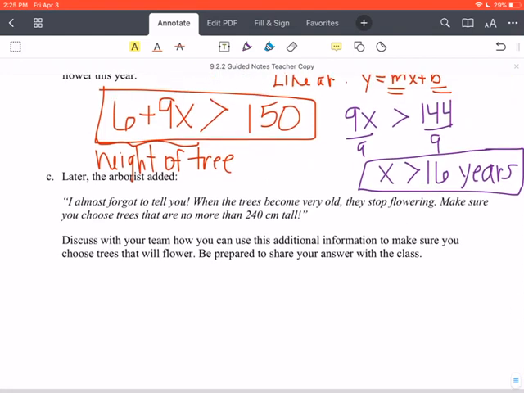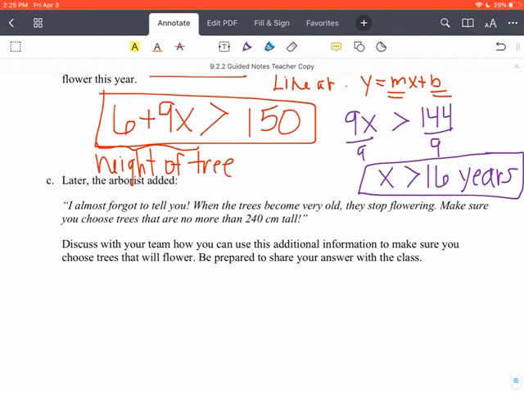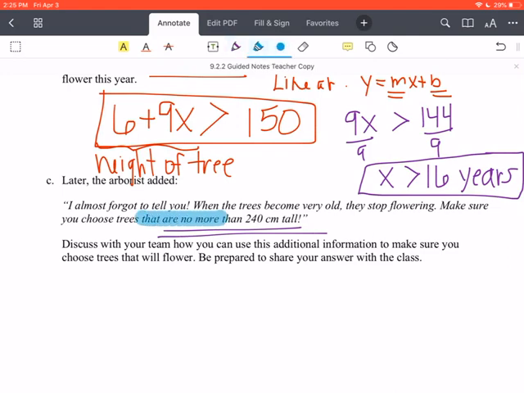Finally, though, it says, the arborist added, I almost forgot to tell you that when the trees become very old, they stop flowering. Make sure you choose trees that are no more than, there's another word, like we kind of learn our vocab for making equations and inequalities, no more than 240 centimeters tall. So we want to figure out, okay, then how old is going to make it too old? So we need to write another inequality, but the tree isn't changing in terms of the growth. So this still represents the height of the tree.